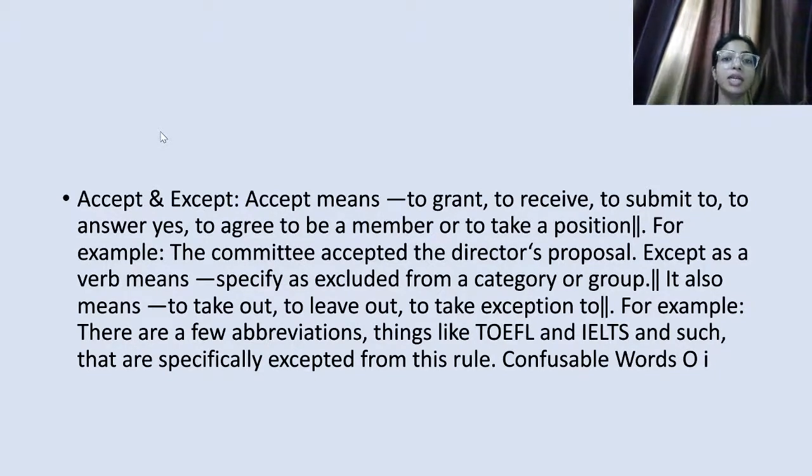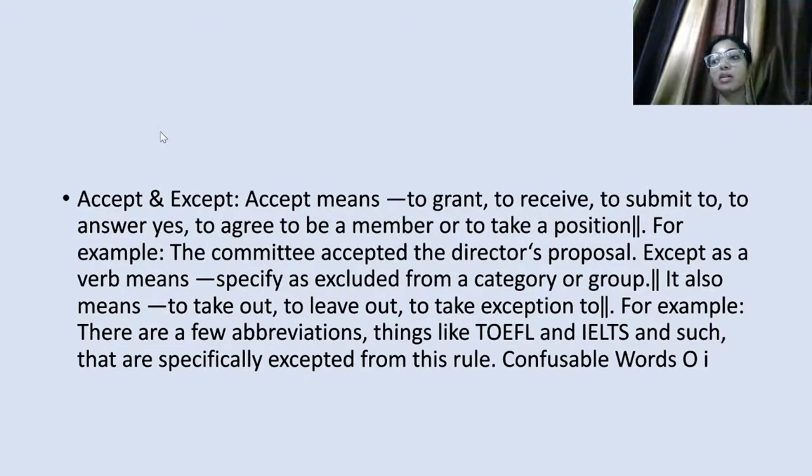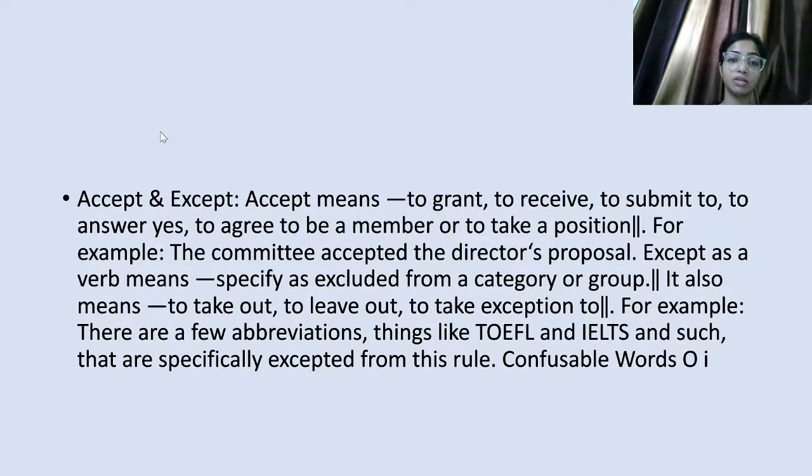Okay. She accepted the request for allowing me to come late to the hostel. So she granted the permission. Okay. So she accepted my proposal of marriage. So she answered a yes.